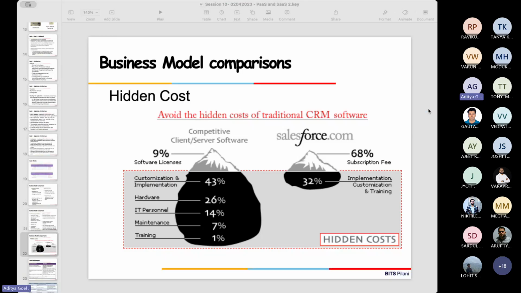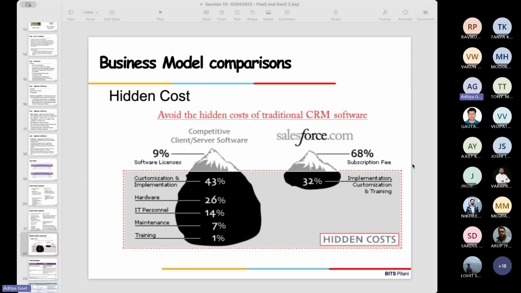So here you kind of understand, my dear students, what the hidden costs are of an application built by a company compared to an application consumed from a service. What is visible is only 9 to 10% of the cost, which corresponds to the software licenses, and the rest, 95%, is still there but not visible: hardware, IT personnel, maintenance, training, and customization, etc.